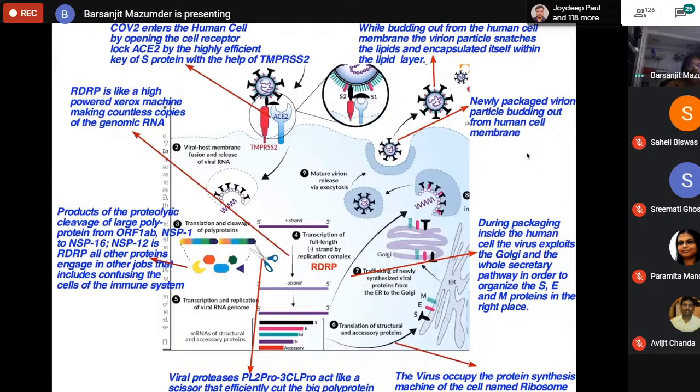So how this S protein gets there, and how S protein translation happens, is a very critical step of viral pathogenesis.